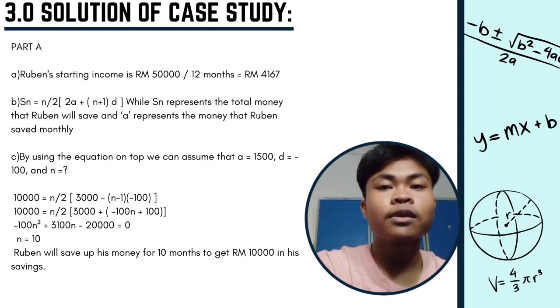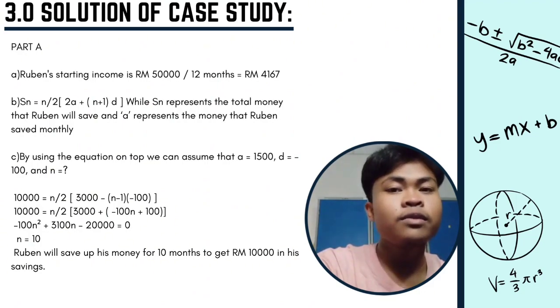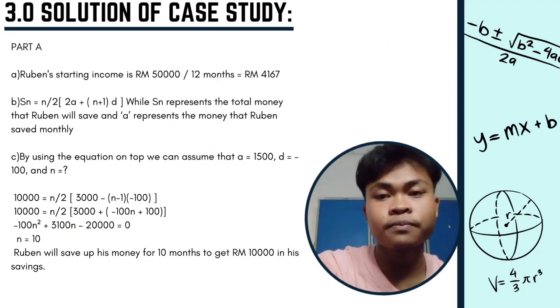3.0 Solution of case study. Part A, Question 1. Ruben's starting income is 50,000 divided by 12 months, which is 1,067 ringgit. Question B, we need to use the equation Sn equals n divided by 2, multiplied by 2a plus n minus 1 multiplied by d, while Sn represents the total money that Ruben will save and a represents the money that Ruben will save monthly.